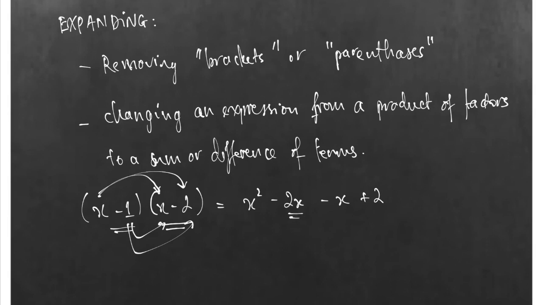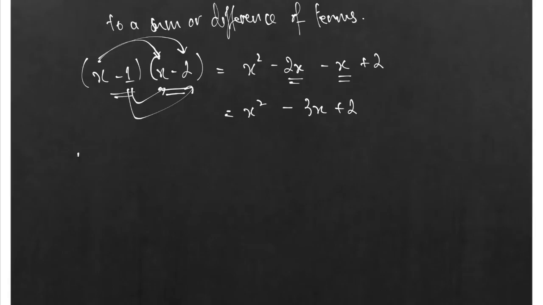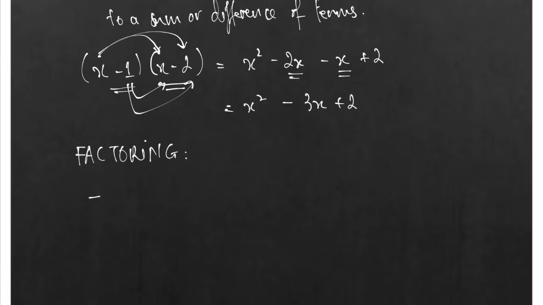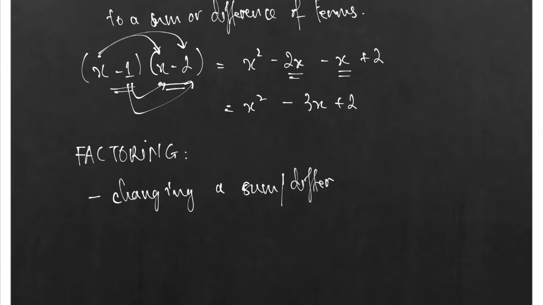Next, you're going to combine like terms. That is x squared plus x minus 2. So this is the expansion process. Another concept is factoring. This is the reverse process of expanding. This is the process of changing a sum or difference of terms to a product of factors.